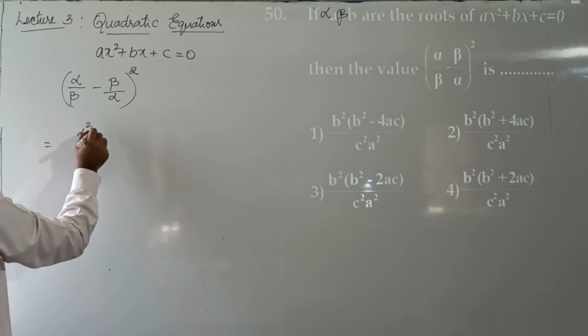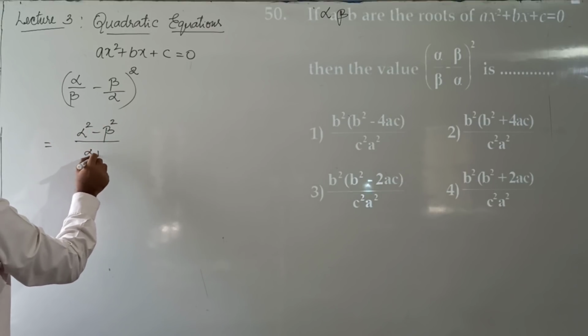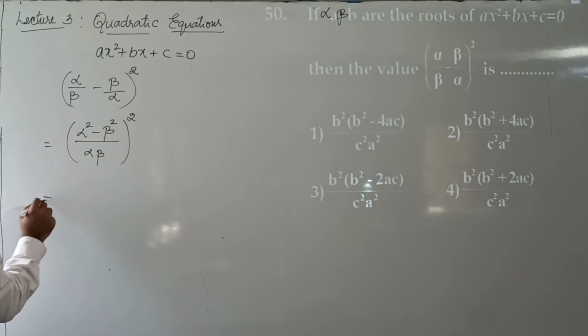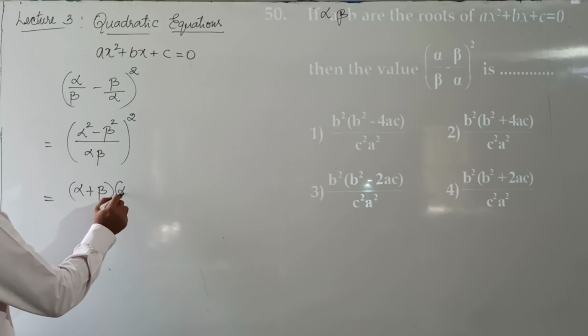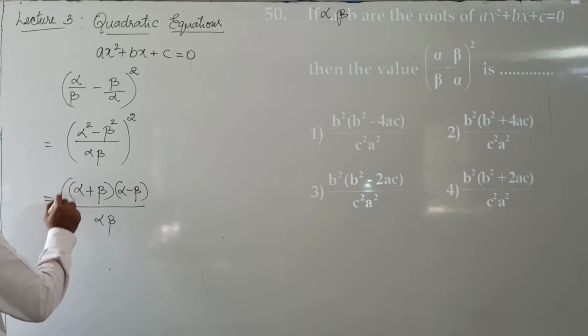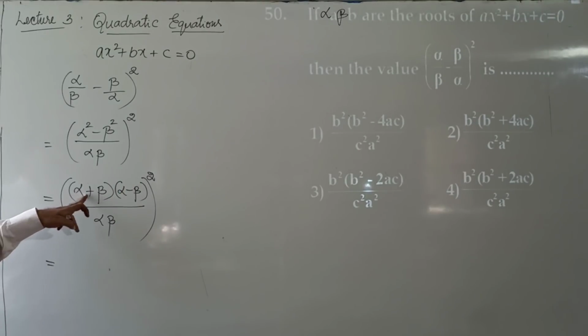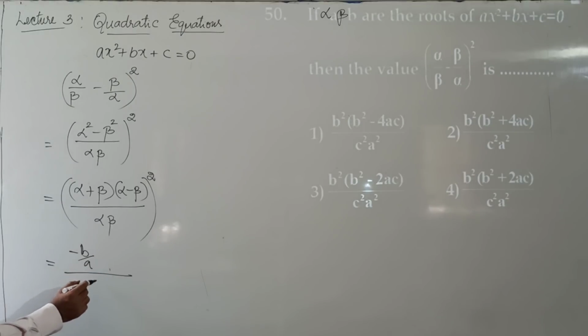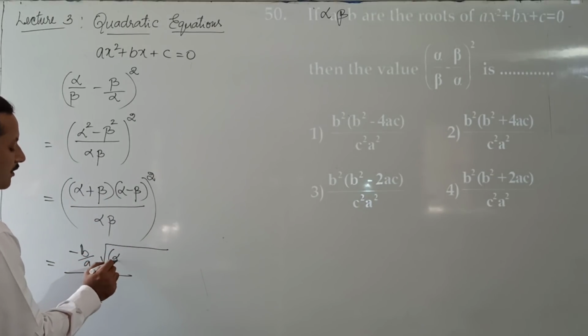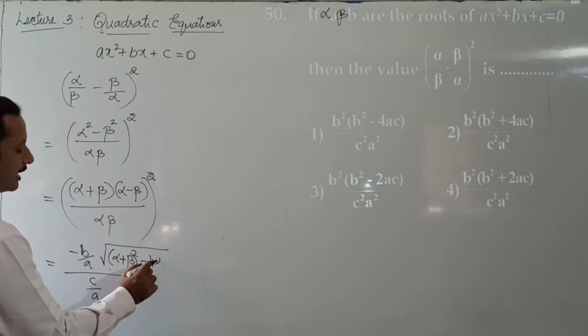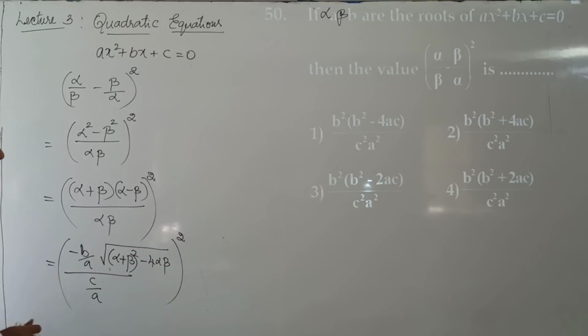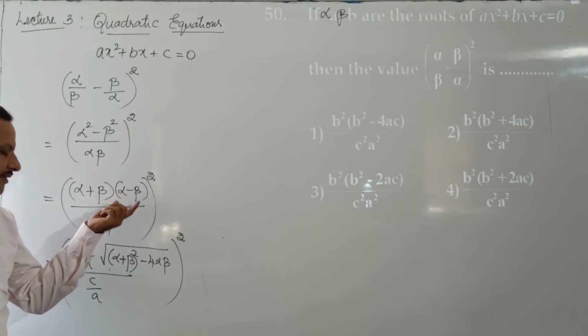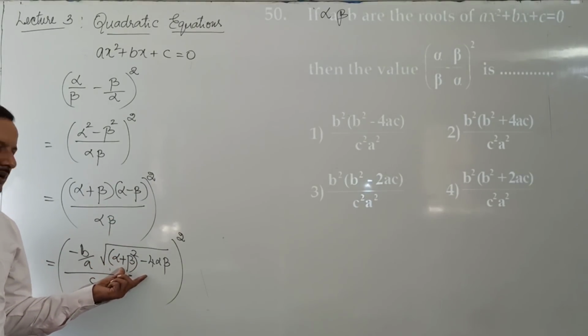Let us simplify this. Alpha square minus beta square divided by alpha beta whole square. Taking LCM, alpha square minus beta square I will write as alpha plus beta into alpha minus beta, divided by alpha beta whole square. Alpha plus beta is the sum of the roots, which is minus b by a, and alpha beta is the product of the roots, equal to c by a. Alpha minus beta can be written as square root of alpha plus beta whole square minus 4 alpha beta. You know this formula, I explained it in an earlier problem.